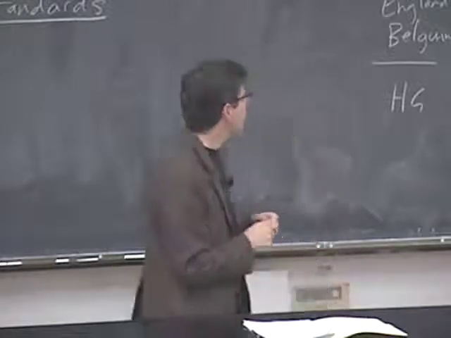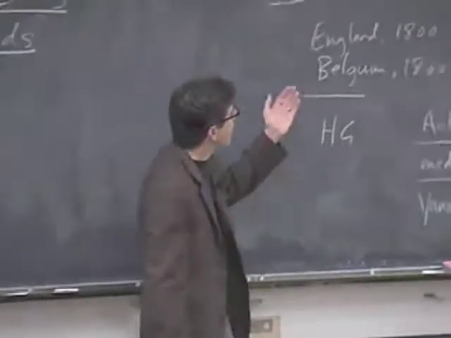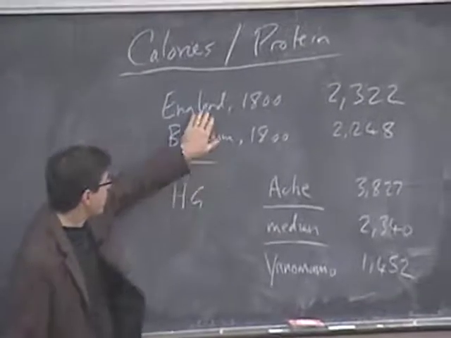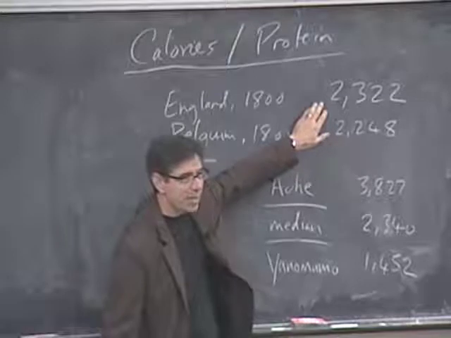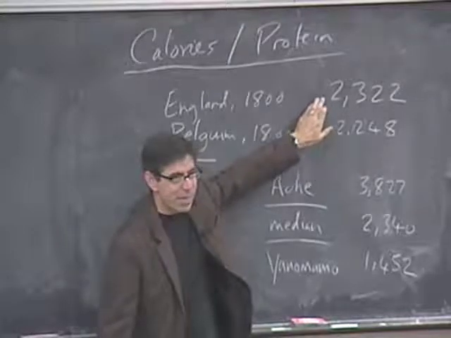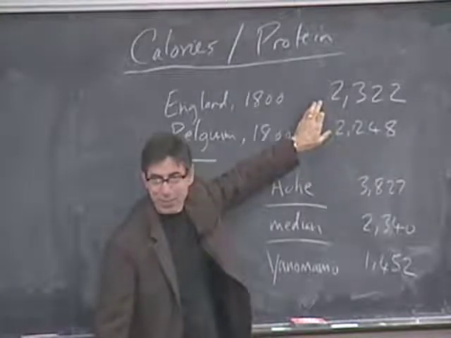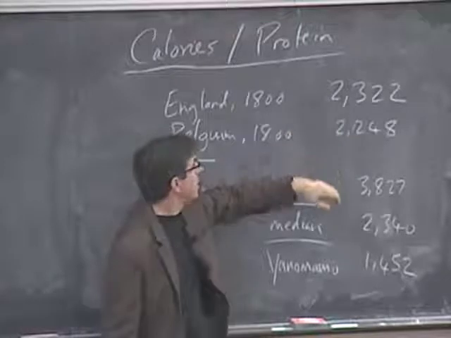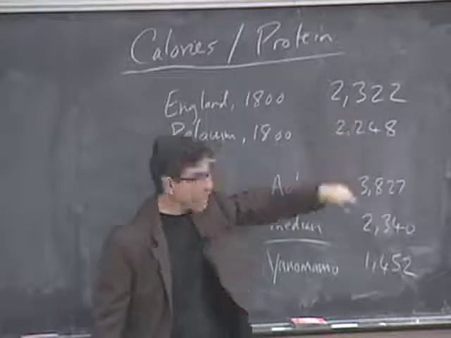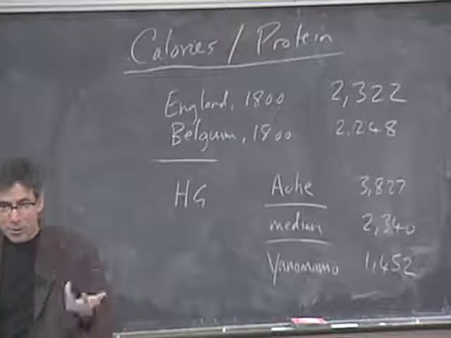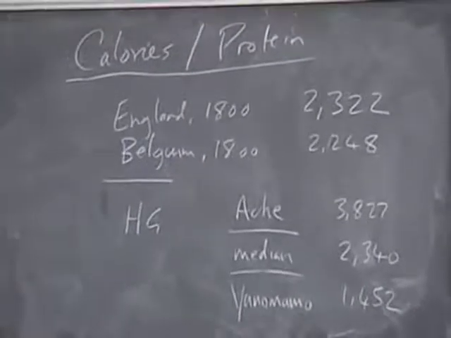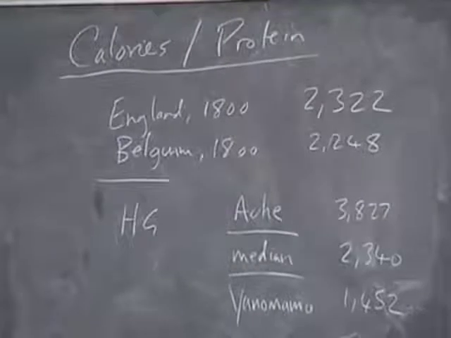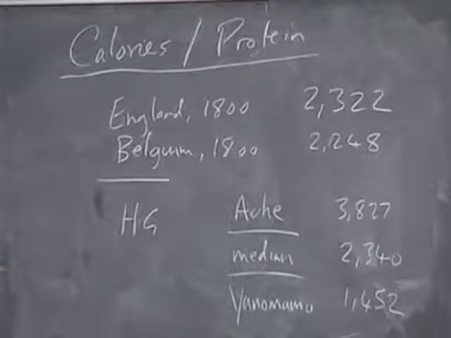Okay? And so what we can then do is, around about 1800, for both England and Belgium, we can actually estimate how many calories per day the median person in those societies consumes. And you'll see that in England and Belgium, it's not that different. It's about 2,300, 2,200, right? Now, that's just the median. There will be poor people who will consume less, and there'll be rich people who consume more. But this is what the median, the average person in that society is consuming.